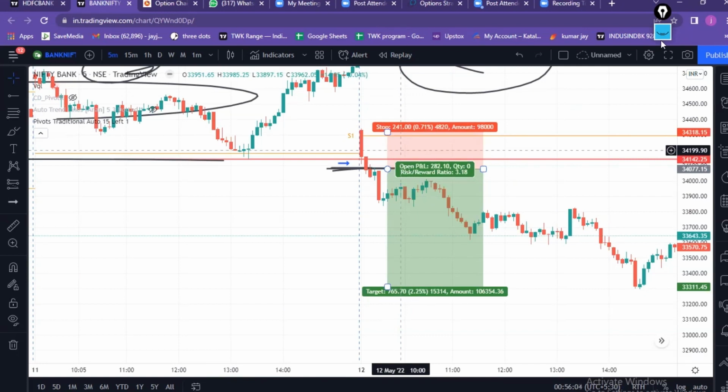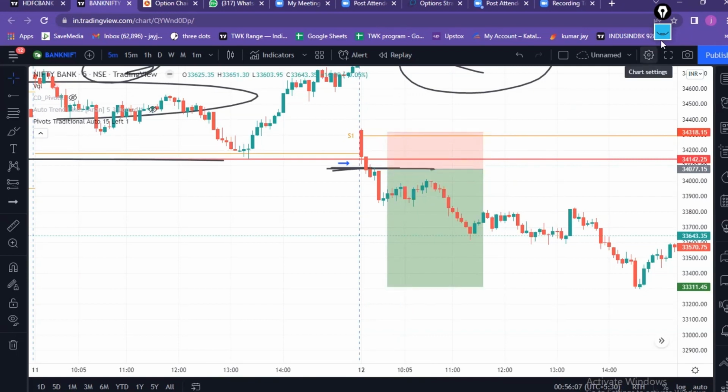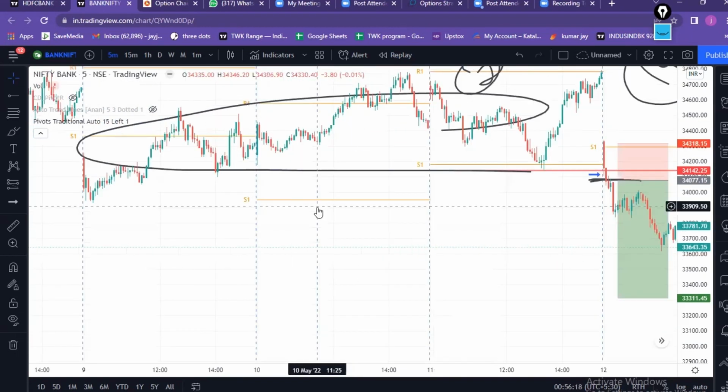I hope this point is pretty much clear. Now you may have a query on how to reduce the stop loss, which I will be discussing in the upcoming slides as well. Where do you enter? Once the previous day low and the S1, both of them are taken out, we enter into a trade.